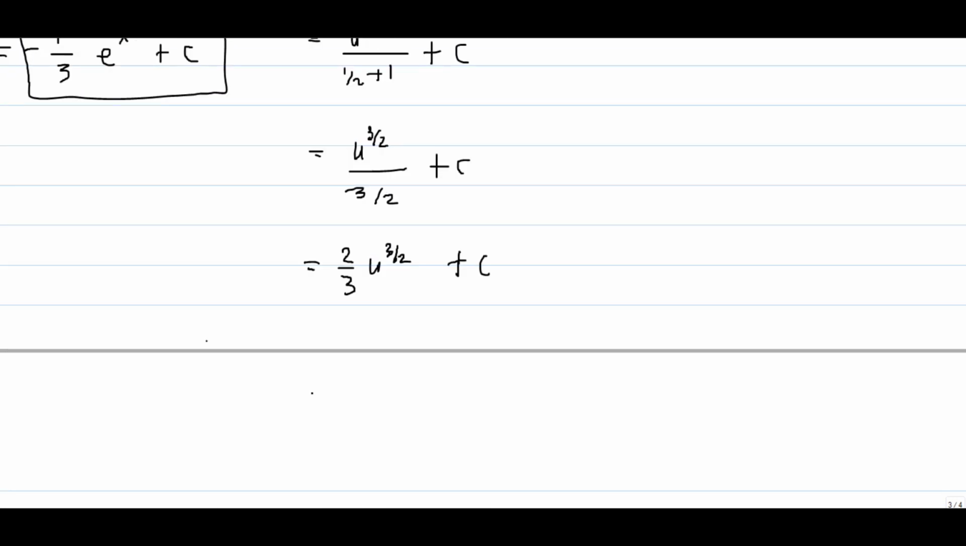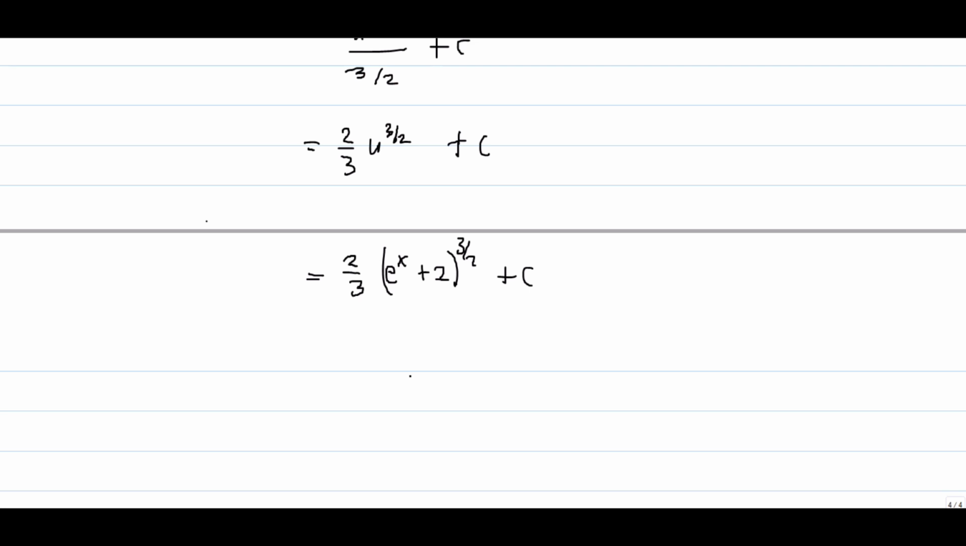Okay, so we have 2/3 the quantity of e to the power x plus 2, to the power 3 over 2, plus c. Or we finalize the answer, which is 2/3 the square root of the quantity e to the power x plus 2 to the power 3, plus c. So that is the final answer.